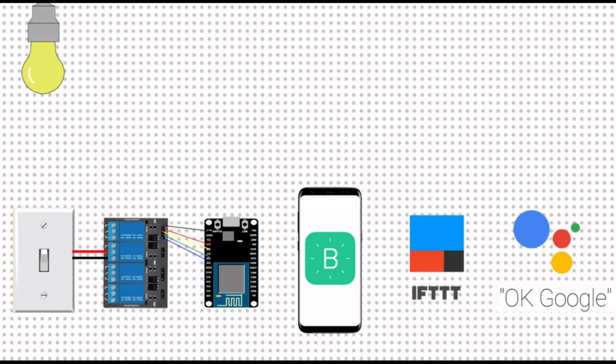For creating this appliances system, we need to add one more module, which is IFTTT. IFTTT means if this then that. For example, if I say okay Google, turn on the light, then this Google command is passed through IFTTT. After configuration, it uses Blynk ID to turn on the light.